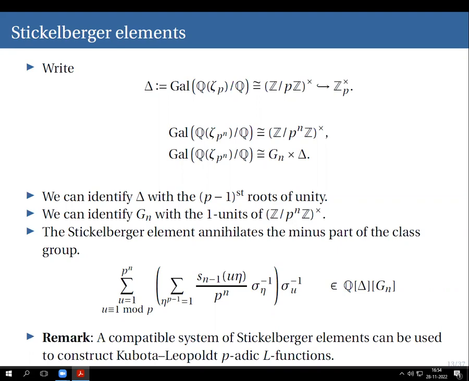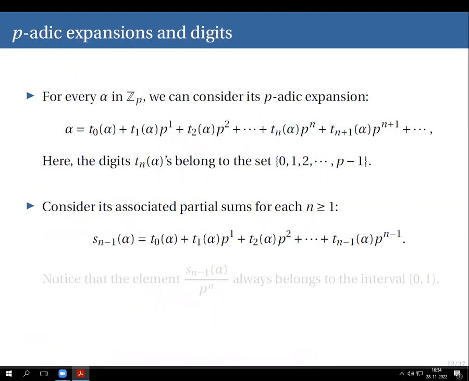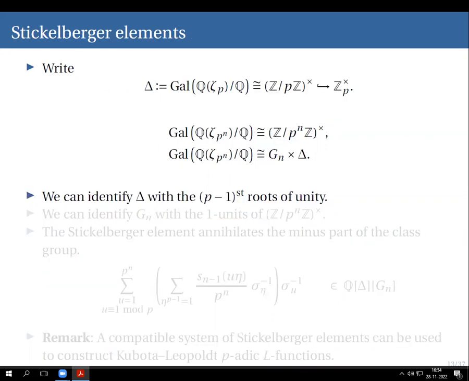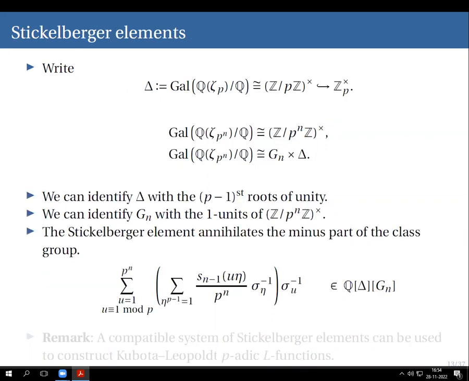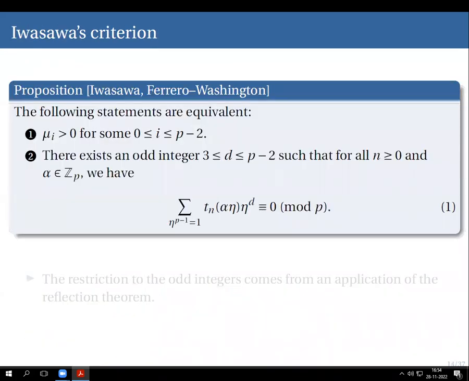So the partial sums come up, and these are defined using these digits t_1, t_0, t_2, and so on. Again, if you just follow your notes, mu being positive just means that you want all the coefficients to be divisible by p. This is what Ferrero and Washington observed: if you use that criterion, it boils down to taking a sum over the (p minus 1)st roots of unity and looking at this very specific sum being congruent to 0 mod p.